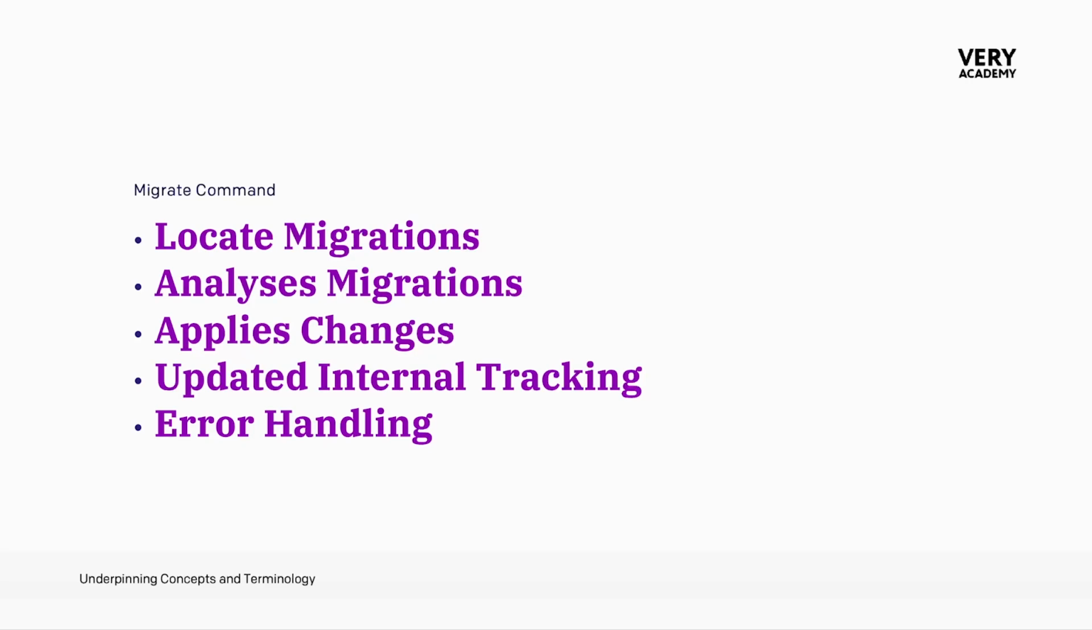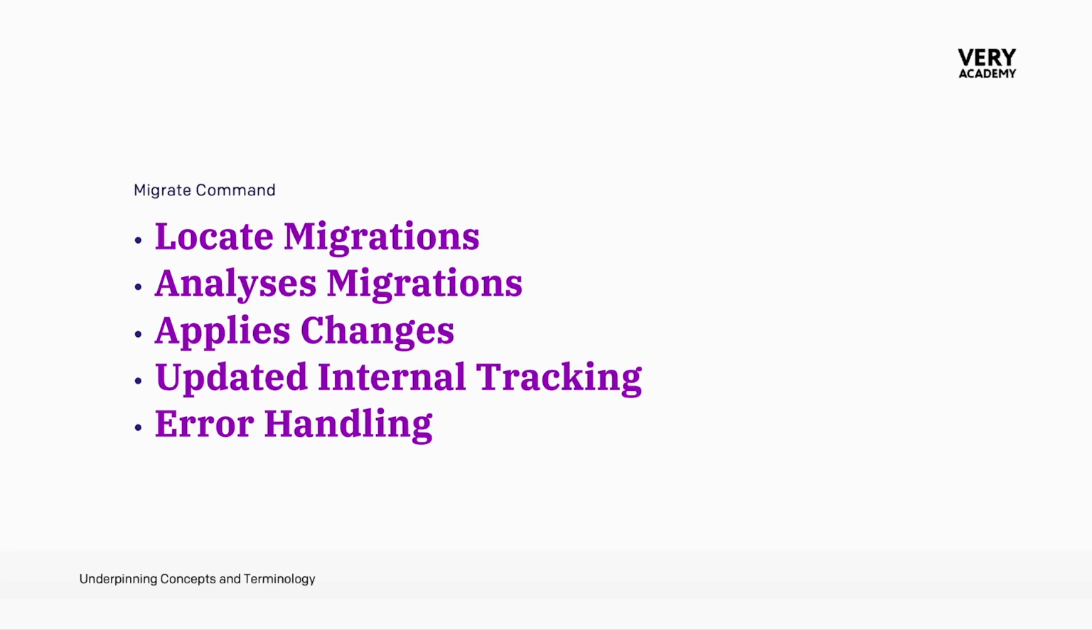And then the third step applies the changes. Based upon the analyzed changes, Django would generate SQL statements specific to your database backend. These statements are then executed sequentially against your database, applying the intended modifications to your schema. Okay, so now the changes have been created in your database. After successfully applying the migrations, Django will then mark them as applied in the internal tracking system, the database table I mentioned. This will prevent them from being executed again unnecessarily, of course.